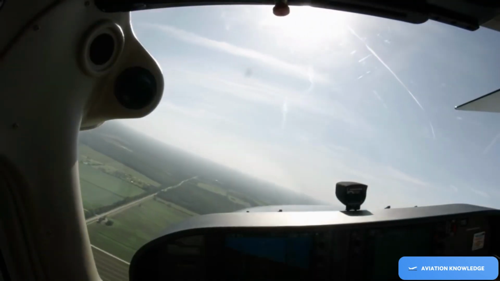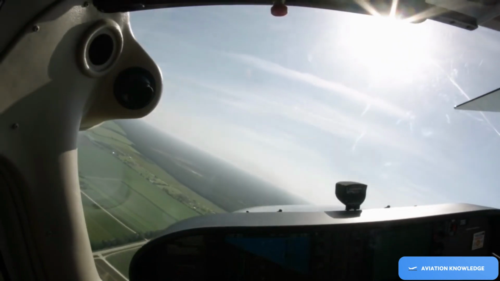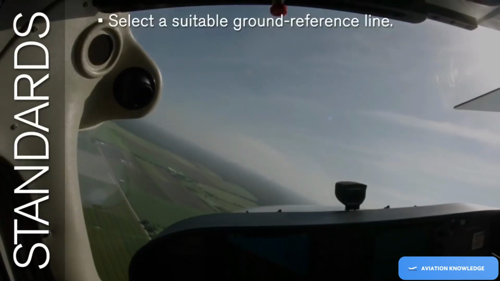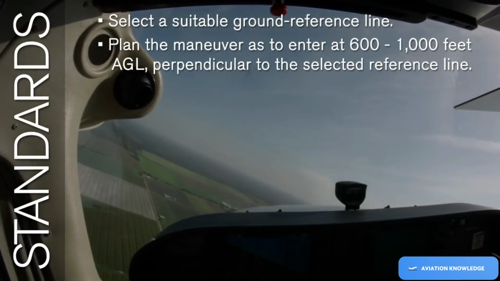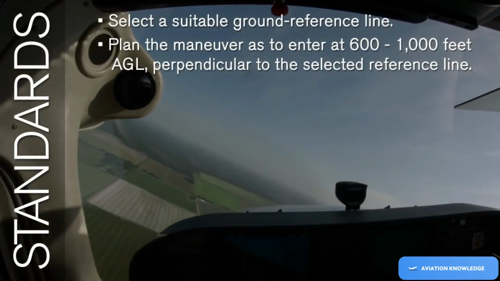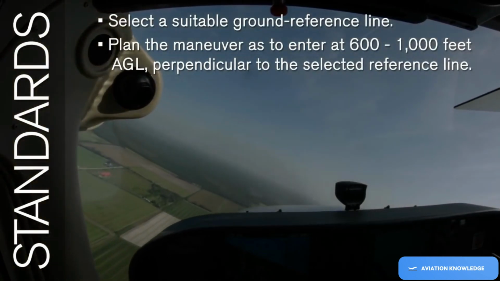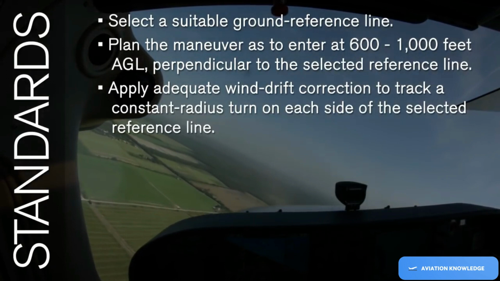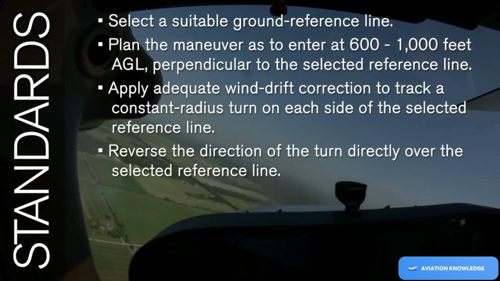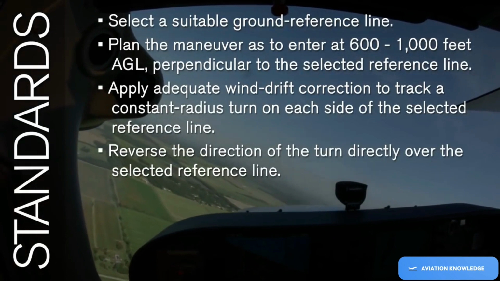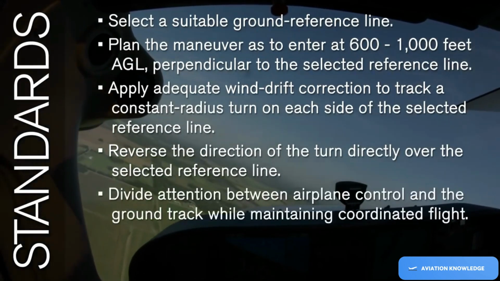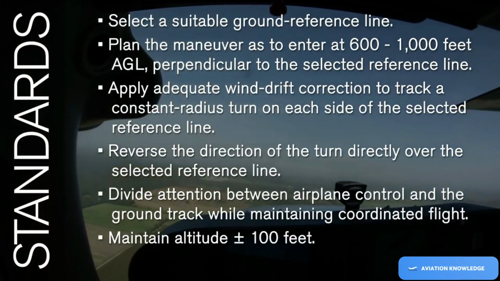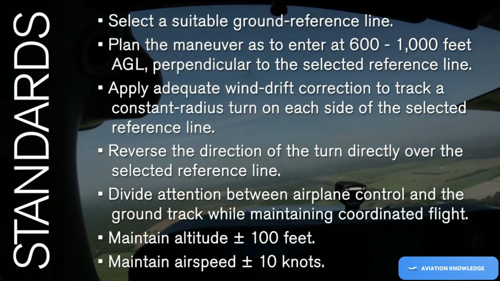Now that we've covered how to fly the maneuver, let's look at the end goals for your skills for S-turns. Some of the standards for the end-of-course check ride include: select a suitable ground reference line, plan the maneuver as to enter at 600 to 1,000 feet AGL perpendicular to the selected reference line, apply adequate wind drift correction to track a constant radius turn on each side of the selected reference line, reverse the direction of the turn directly over the selected reference line, divide attention between airplane control and the ground track while maintaining coordinated flight, maintain altitude plus or minus 100 feet, and maintain airspeed plus or minus 10 knots.